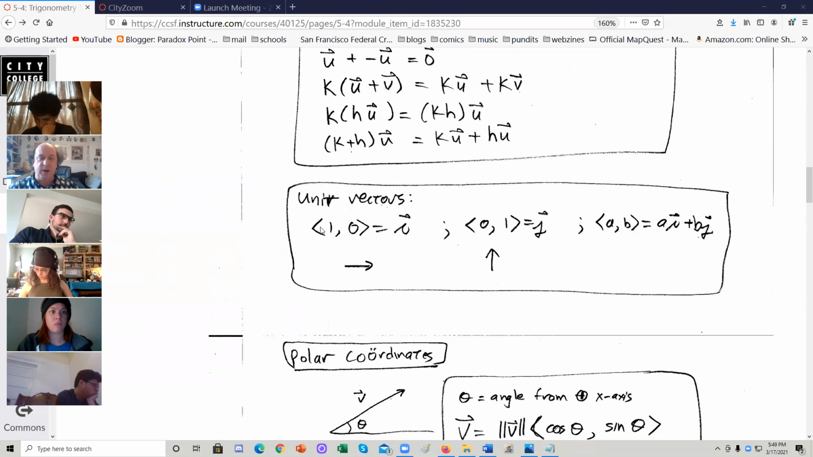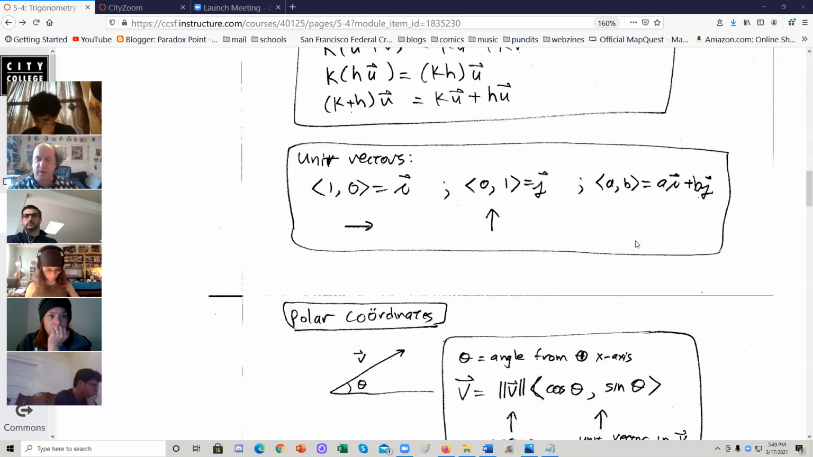There are a couple of special vectors. The vector of length 1 in the x direction has components 1 by 0, and it's called i. The vector of length 1 in the y direction has components 0 by 1, and it's called j. And you can prove from the rules already given that a by b is ai plus bj. So these are two ways of saying the same thing.